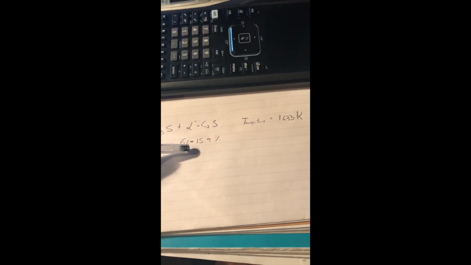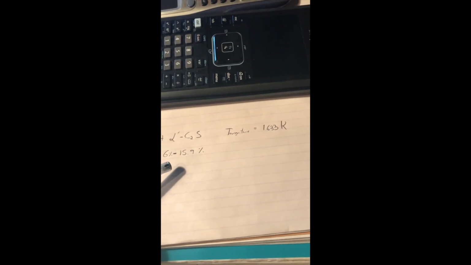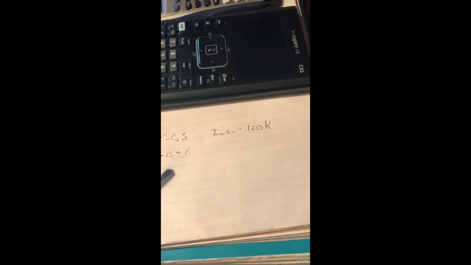Using the phase diagram and the two known conditions, which are the temperature 1633 Kelvin and the SiO2 composition between 6% and 15.9%, the final composition is C3S plus alpha prime minus C2S.